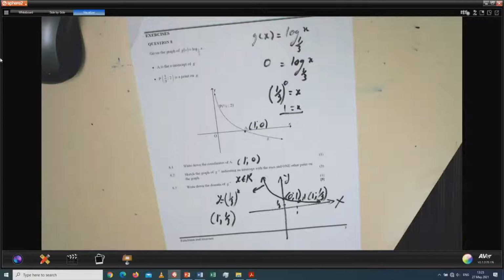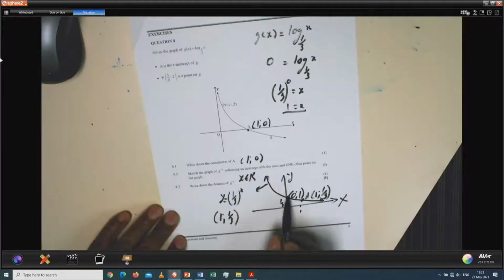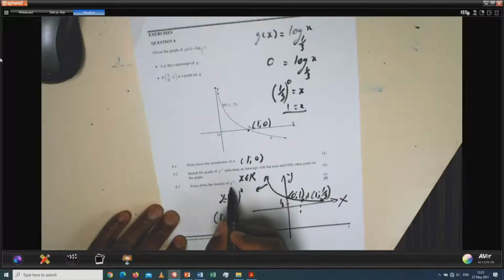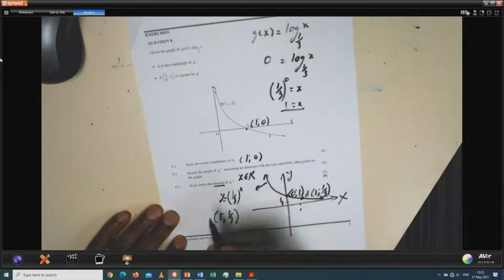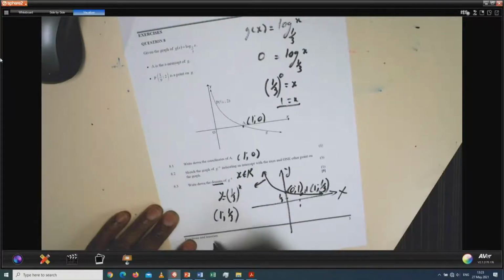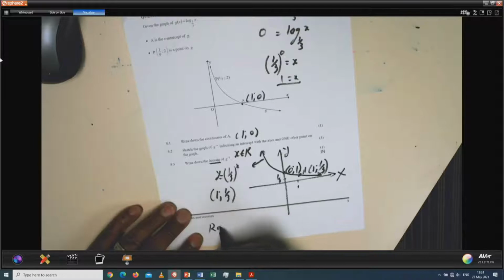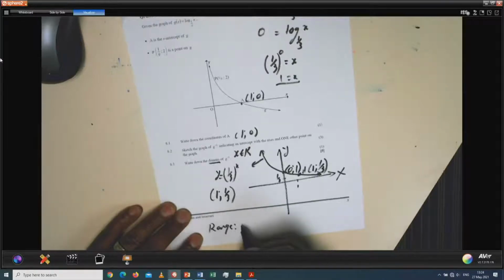On the same note, I can take you to a task. What is the range of this graph? You look at this very same graph, the inverse. This question wanted the domain. Now I'm saying determine the range here. The range of this graph is nothing else but y greater than 0.